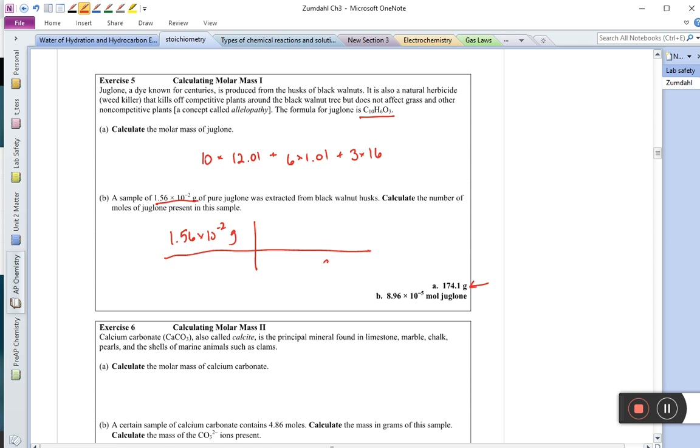We know if we've got grams here, we need grams down here. We just found our molar mass, and that's in 1 mole. We're going to multiply, we're going to divide, which is basically just divide in this case. Again, put it in your calculator, make sure you get that.